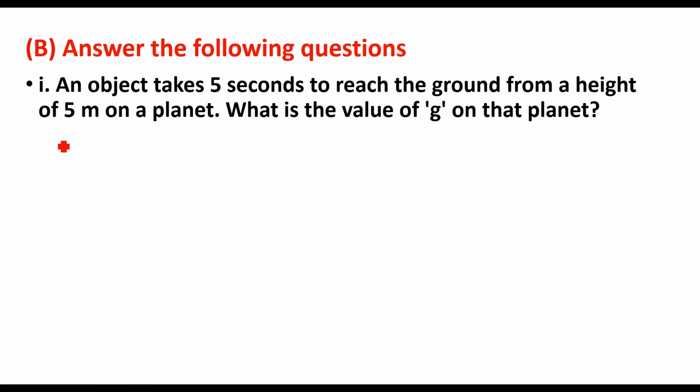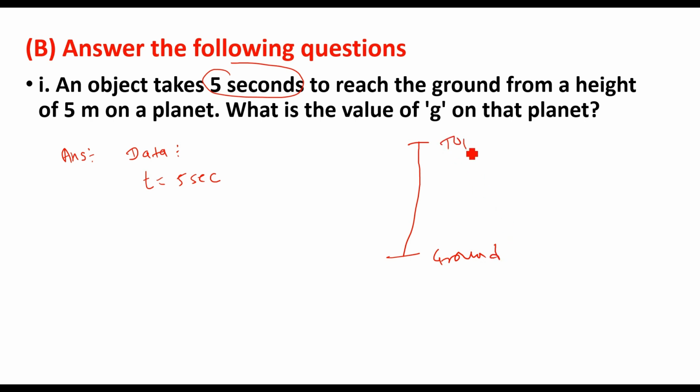Whenever you try to solve this type of question, you have to write the answer by first writing the data provided to you. So first you will write the data. What is the data? The object takes 5 seconds, so it is provided that t is equal to 5 seconds to reach the ground from a height. Suppose this is the ground, and this is the top of a building, and from here you are dropping a stone.